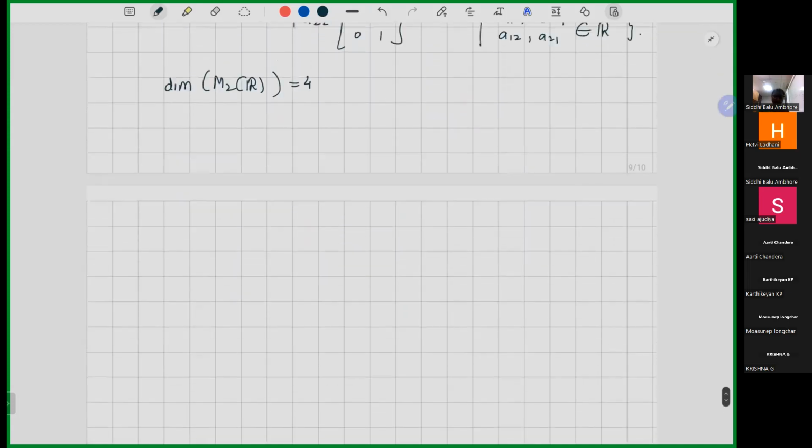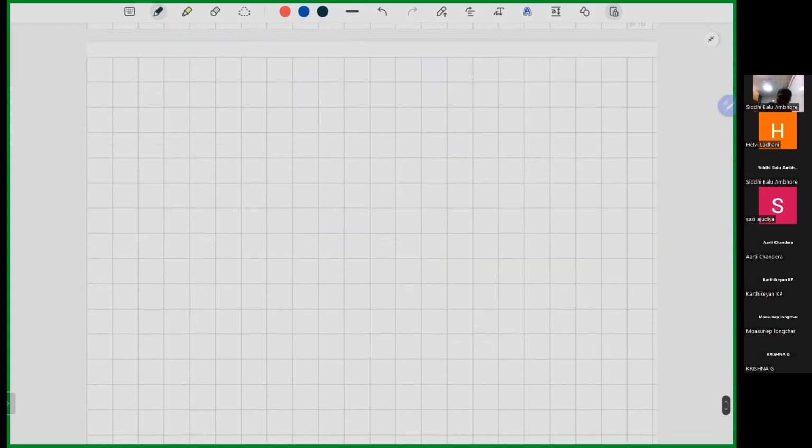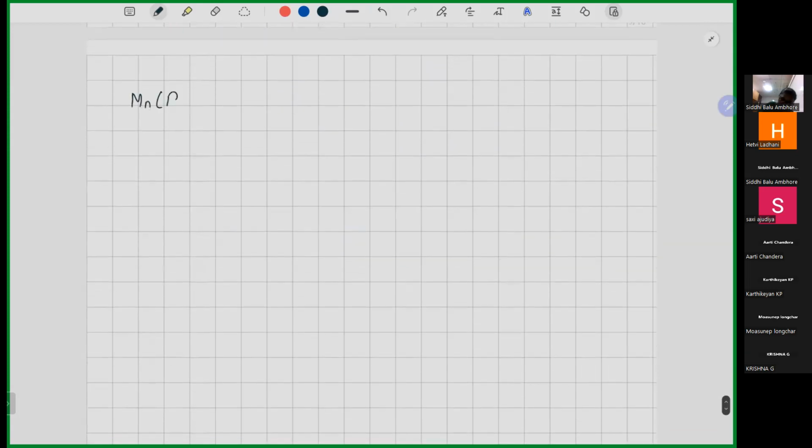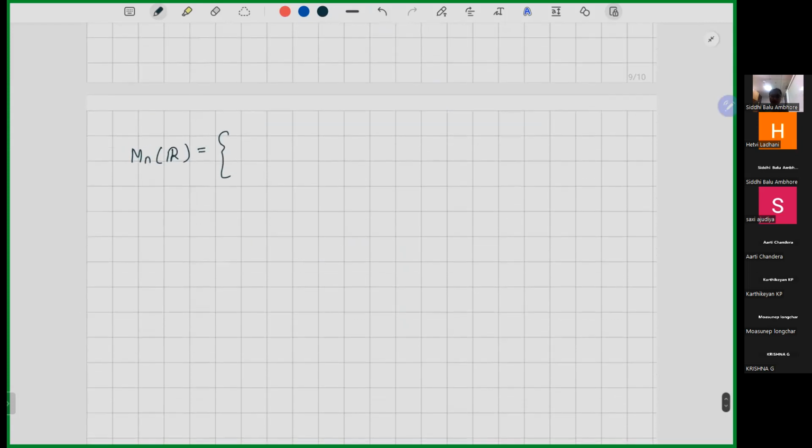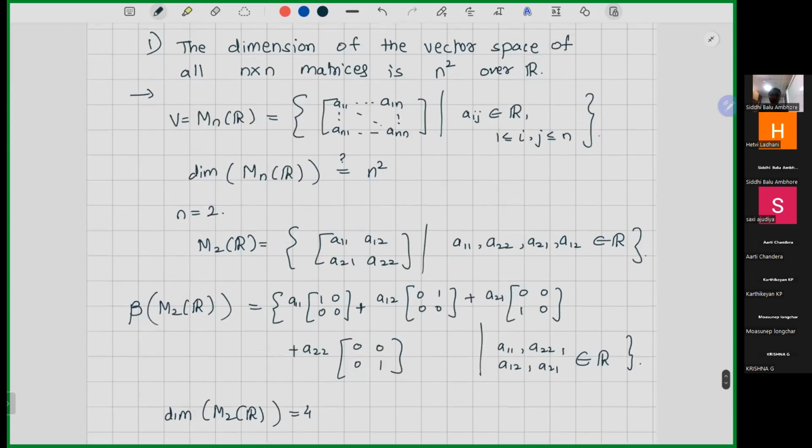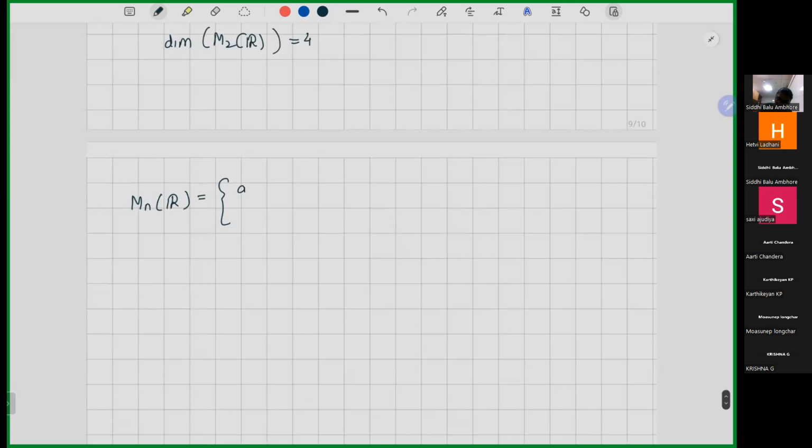If I have this for n dimension, then I can always do this. Then it is n squared, because it has n squared many elements here. Each component I can choose, A11 and then 0 all the way, with everything else 0 here.